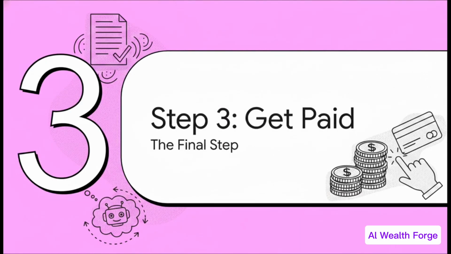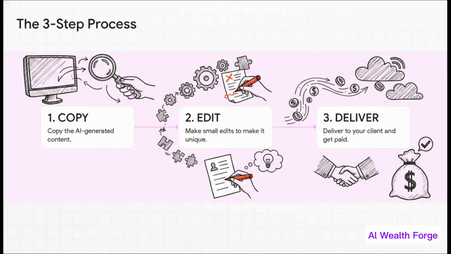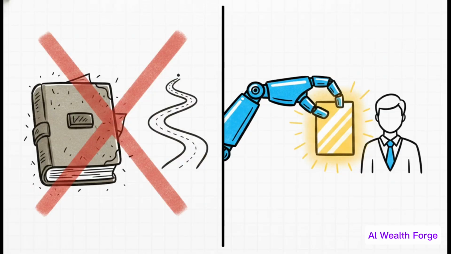So, you've got the content, you found the client. The last piece of the puzzle, step three, is honestly the easiest part of the whole deal. Deliver the work and get paid. I'm not kidding, it's this simple. You just copy the stuff from ChatGPT, give it a quick once-over, maybe you change a word here or there to make it a little more unique, and then you send it off to your client. The whole thing is so fast, it's kind of crazy. And that's really the bottom line here. You don't need a big, fancy portfolio. You don't need years of experience. The AI content is so good, it does the selling for you. You can literally start this today, from zero.